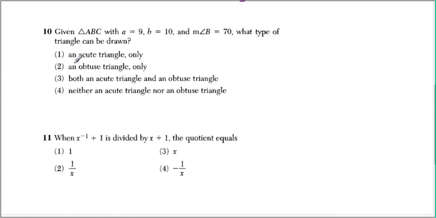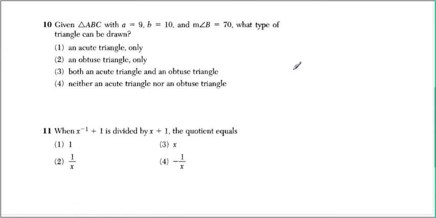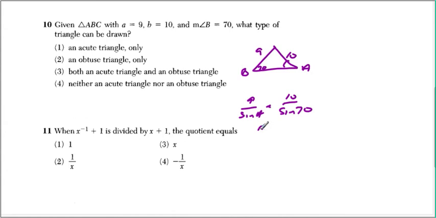Given the triangle, A is equal to, B is equal to. Alright, so we have a triangle. Let's say this is B, that's 70, that's 10, we'll call that A, that's 9. We want to find angle A, so that we have 9 over sine of A is equal to 10 over sine of 70. That gives you A is equal to 58 degrees, therefore I definitely have one triangle.